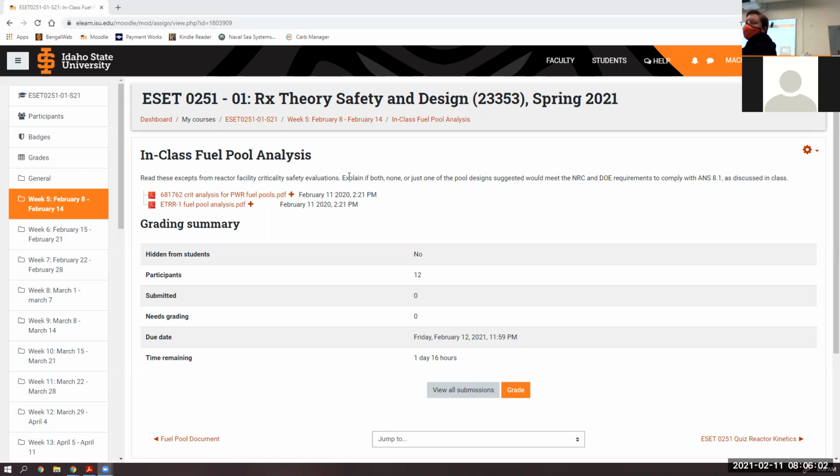Any questions? Joe? Which is the name of this PDF? If you go into the assignment in class, fuel pool analysis, those two PDFs right here, those are the two documents. The ETRR one is the one I just handed out today that you guys have that physical copy of. The PWR fuel pool analysis is the one I handed out yesterday. It's a little bit bigger, so I gave it to you guys early. Get a chance to look at it if you wanted.